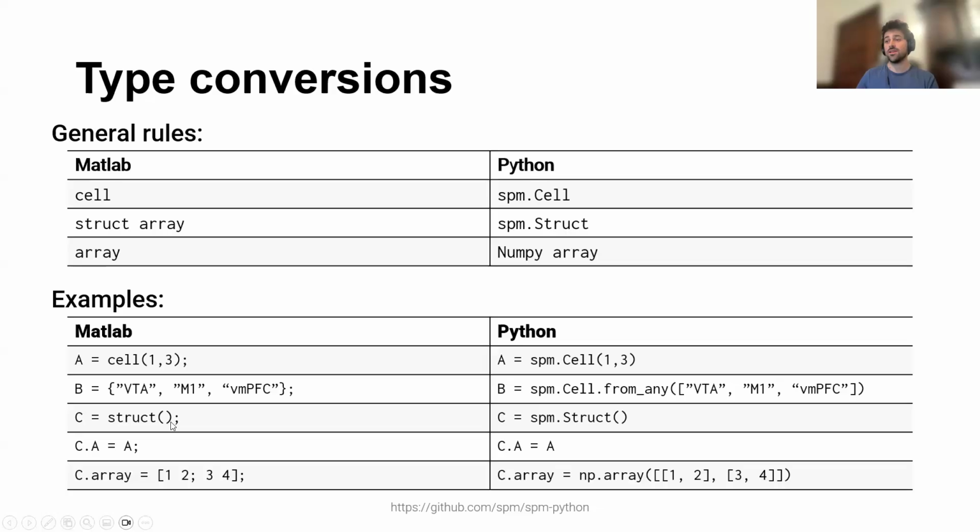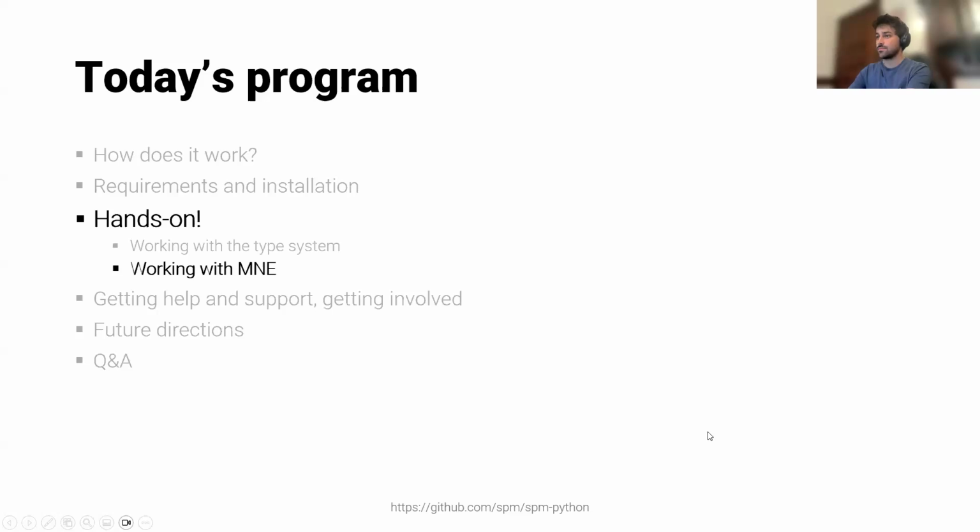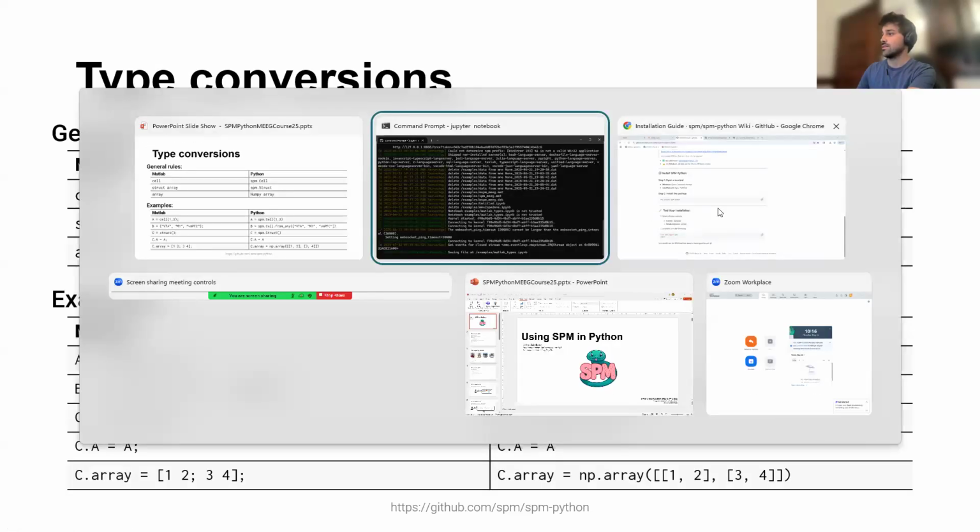Then C equals struct will be C equals SPM.struct. Then assigning to a field of that struct, C.A equals A, will be the same thing. And then C.array equals this 2 by 2 matrix will be the same, but with a numpy array with the correct number of dimensions.